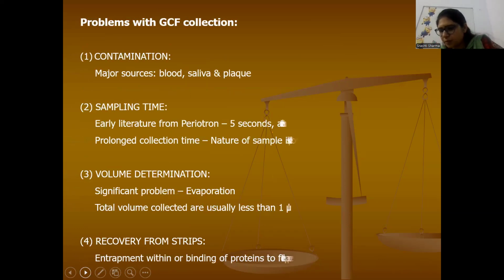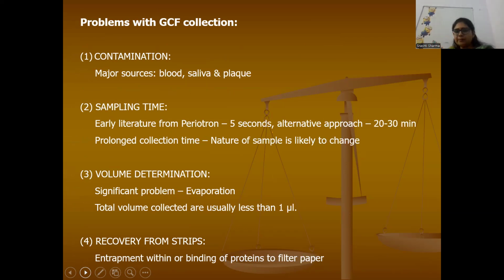So now, problems with GCF collection. Number one, contamination. The major sources were blood, saliva, and plaque. As for sampling time, in early literature from periodontology it was 5 seconds, and through an alternative approach it was 20 to 30 minutes. With prolonged collection time, the nature of the sample is likely to change.